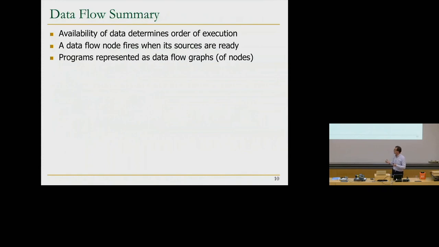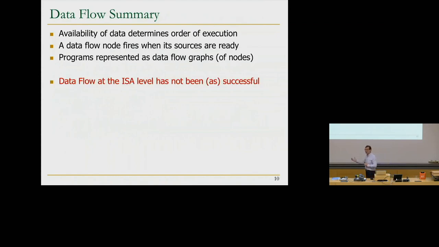The key concepts, we talked about this before, are that availability of data determines the order of execution. A Dataflow node fires when its sources are ready, and you represent the programs as Dataflow graphs of nodes. That's the difference between out-of-order execution and Dataflow ISA. In the Dataflow ISA, you represent the program with graphs that have nodes and vertices, whereas in out-of-order execution, you start with sequential code, and that gets executed in a Dataflow manner.